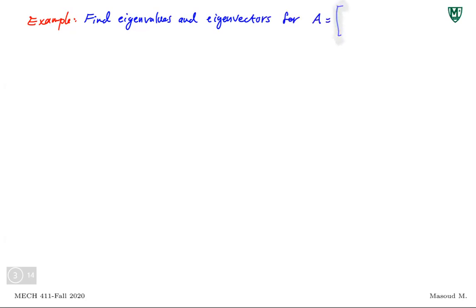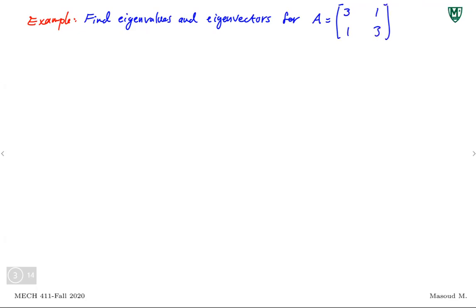All right, so let's take a look at an example. How can we calculate this? Very straightforward one. Let's say we have a matrix A. Find eigenvalues and eigenvectors for a 2x2 matrix. It has to be a square matrix, but it can be 3x3, 4x4, depending on what your application is. But we're just going to stick to this.